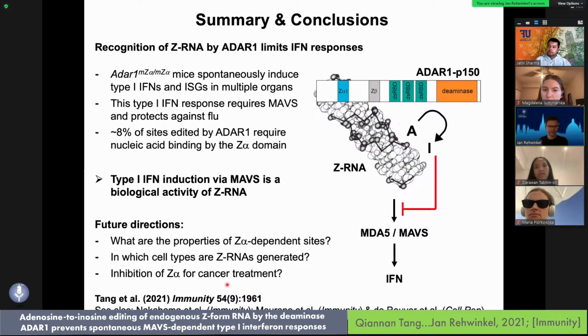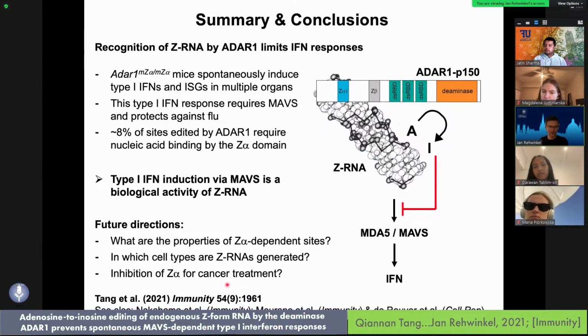And going forwards, there are really a number of interesting questions that we'd like to address in the future. One thing that we don't understand, unfortunately, at the moment is what's unique about these 8% of editing sites that are recognized by ADAR1. We've not been able to detect specific sequence motifs or locations in the genomes or other things. And we really hope that through some more work, we'd be able to find out why these sites are recognized by ADAR1 through the Z-alpha domain and what's special about them. So that's something we don't know at the moment.